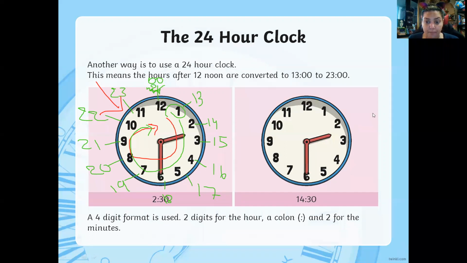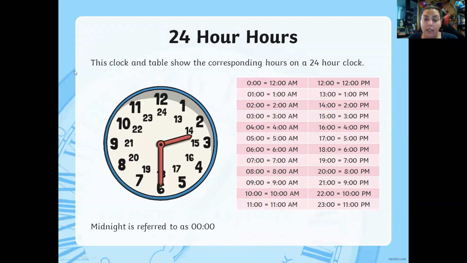Let's go to the next page. Here, if you look at this clock, it shows you exactly what I just wrote. So 1 can be 1 or can be 13. 5 can be 5 or can be 17. 9 can be 9 or can be 21. You don't say the time is 21 o'clock. You still say it's 9. But if you write it as 9, that means it's morning or AM. If you write it 21, that means it's the evening or PM.